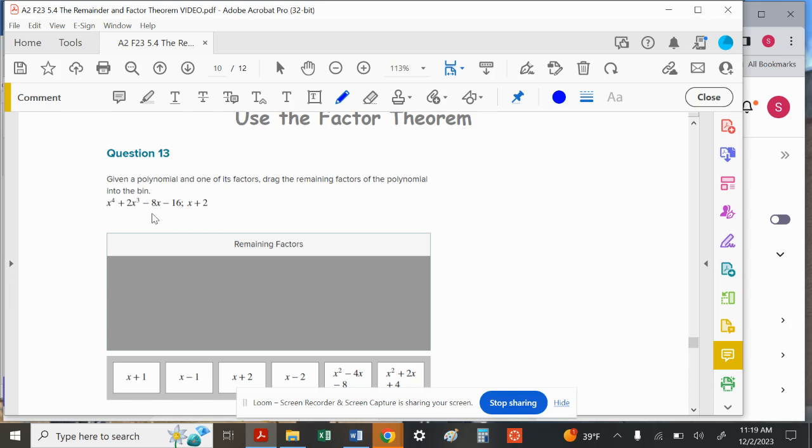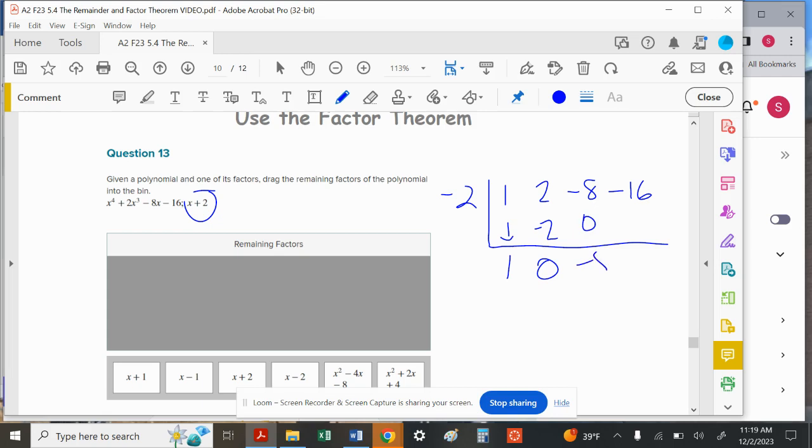So what we're going to do first is look at this and divide it by x plus 2. If you remember, we're going to use synthetic division. So I'm going to do minus 2 goes into, because it's minus 2 because of that x plus 2. It's going to go into 1, 2, negative 8, negative 16. We're going to bring down the 1. We're going to multiply those together. We get 0 because we add those. Negative 2 times 0 is, of course, 0.